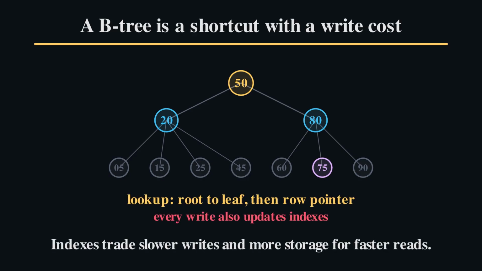A B-tree index is the classic shortcut. Instead of reading every row, the database walks a balanced tree from root to leaf, finds ordered keys, then follows pointers to table rows. That makes lookup and range queries fast, but indexes are not free. Every insert, update, and delete must also maintain the index, so a write-heavy table with too many indexes pays for them. The practical rule is to index access patterns, not columns in isolation. Equality filters, range filters, joins, and sort orders are what make an index earn its keep.